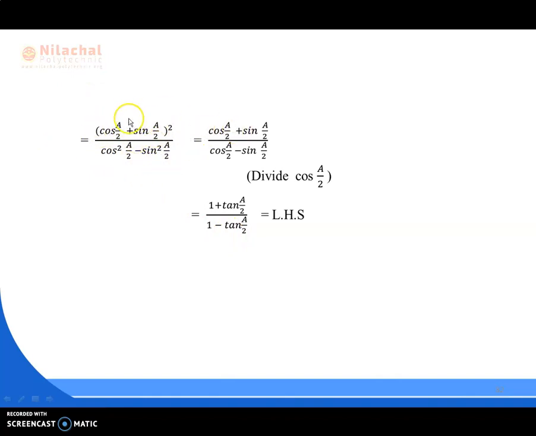What do we get now? We just cancel out cos a by 2 plus sin a by 2 everywhere. Here also cos a by 2 appears 2 times, and this one is 1 time here. So what do we get? Cos a by 2 plus sin a by 2 by cos a by 2 minus sin a by 2. Dividing by cos a by 2 everywhere, what do we get now? 1 plus tan a by 2 by 1 minus tan a by 2.